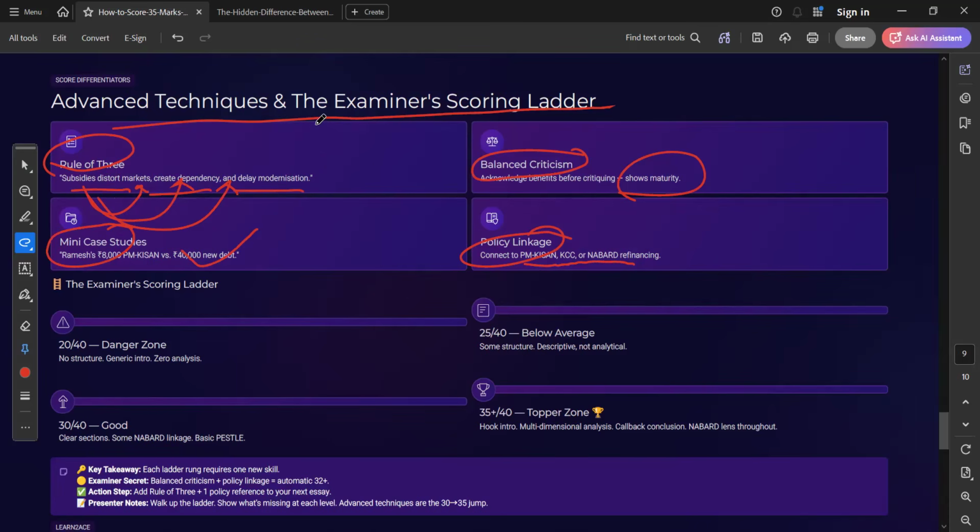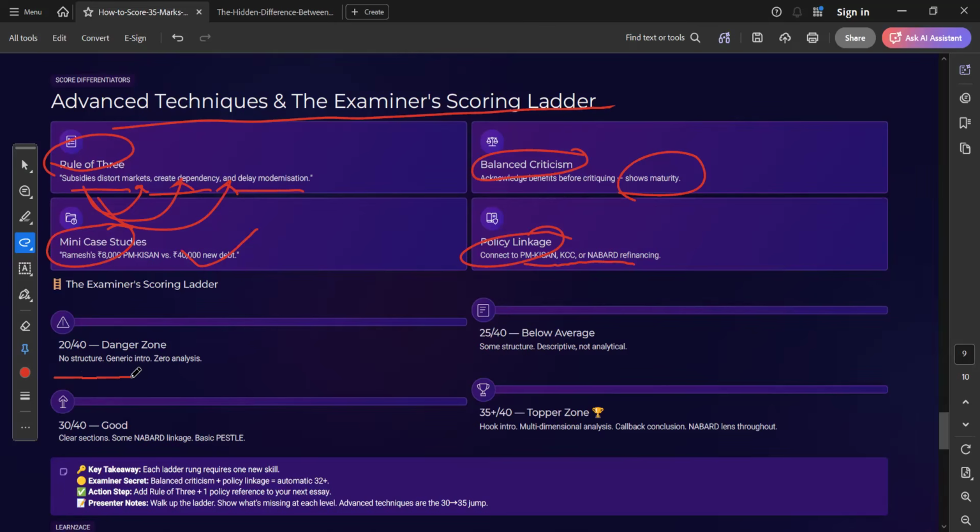Now I accept that it can't be used everywhere, but try to make things in this way only. If subsidies are there, then what can subsidy do? Subsidy can distort the market, it can create dependency and delay modernization. So this is how we have to think about all these things.